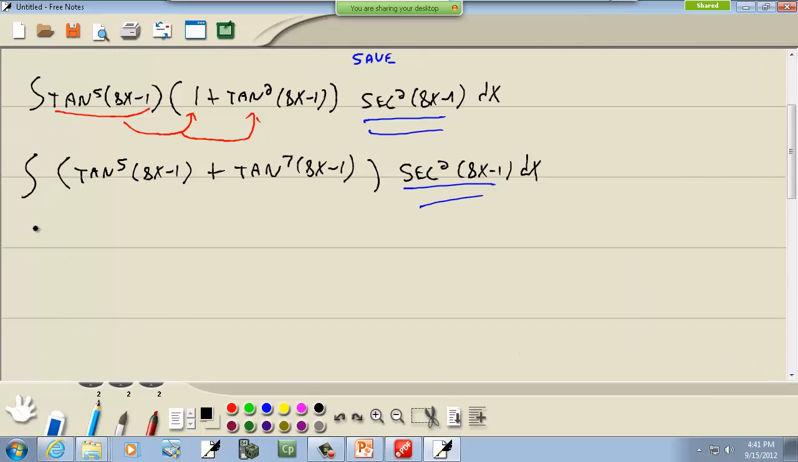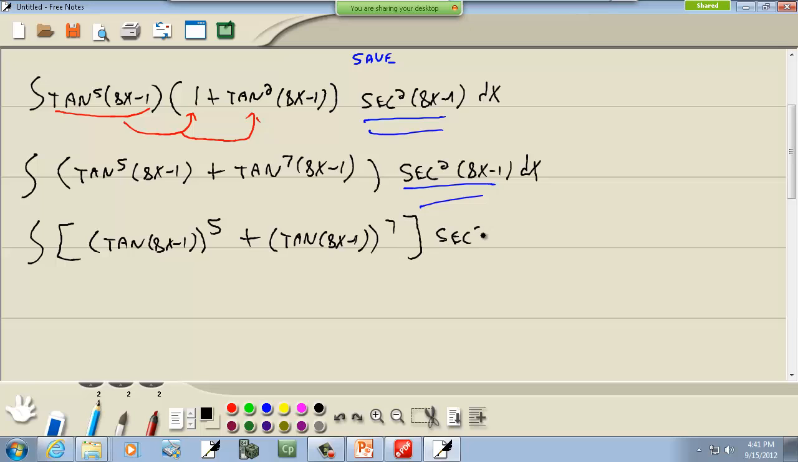I want to rewrite these. This will be tangent 8x minus 1 to the 5th power. And this will be tangent 8x minus 1 to the 7th power. Like that. And again, that's what we're saving.